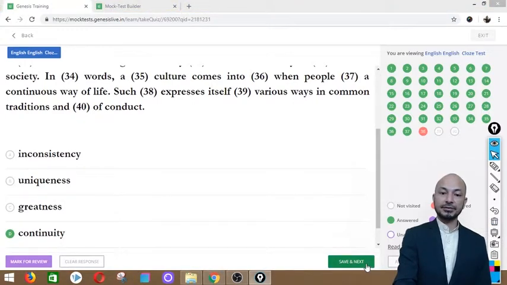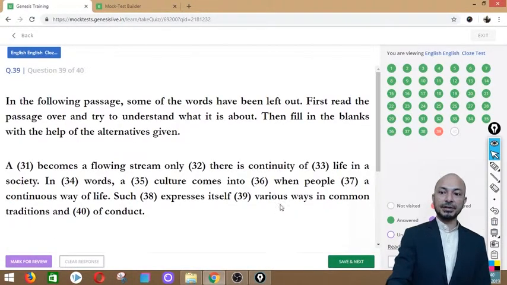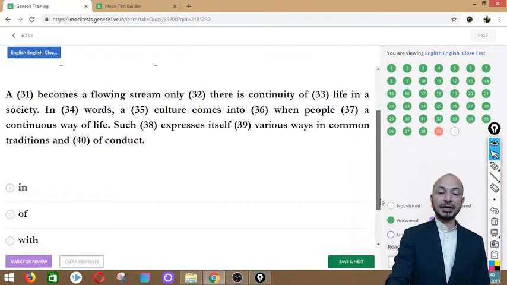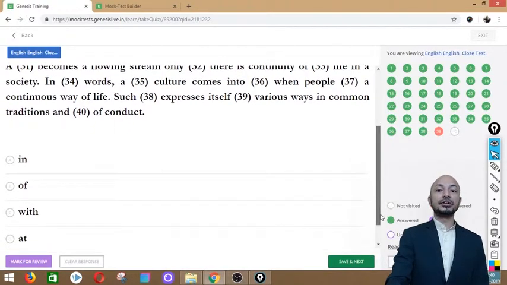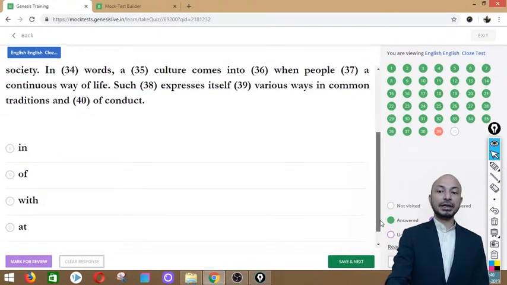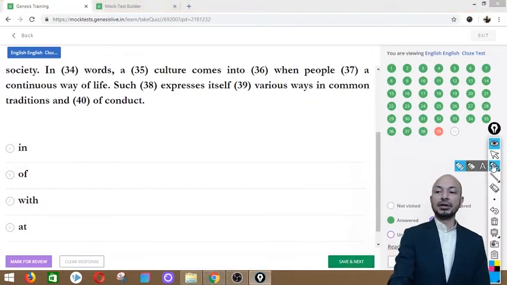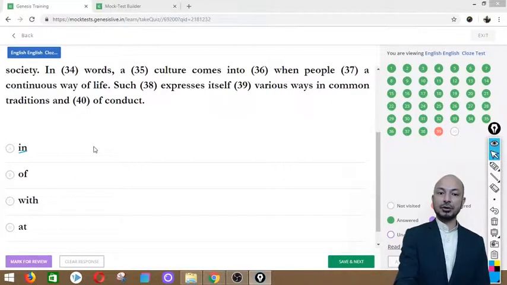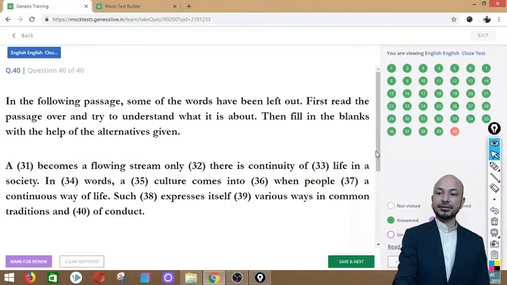and say next. So on to question number 39 of the Cloze test, and let's get down right till the end. Such continuity expresses itself dash various ways. Right, the last line over there. Is it going to be in various ways, of various ways, with various ways, or at various ways? It's going to be option A, which says in various ways. So we go and click option A and say save and next.